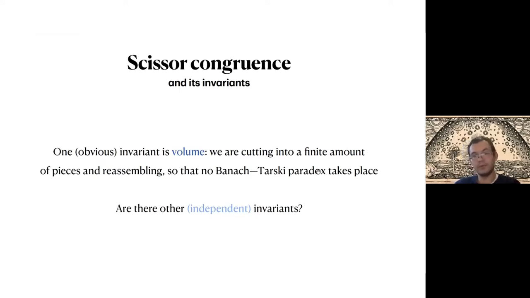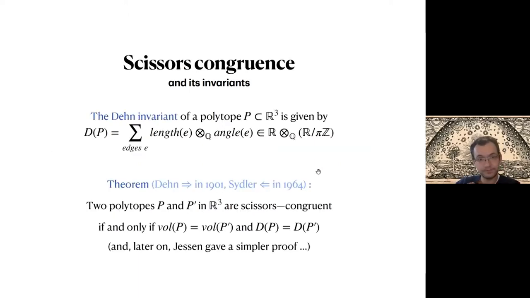And one of the questions is, suppose I have a cube of unit volume, so unit side length, and then I have a regular tetrahedron, also of unit volume. Can I cut one of them into finitely many pieces and reassemble the other? The volume here is the same, so you don't see an obvious contradiction. But are there any other invariants of scissors congruence, independent from volume?